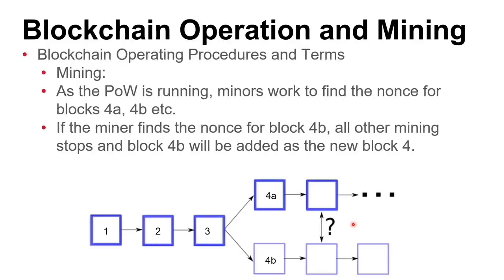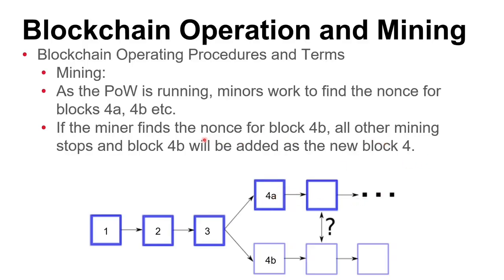So we can see here is our temporary fork. As the proof of work is running, miners work to find the nonce for the blocks. We can see here are our 3 permanent blocks in the blockchain, and we know there's going to be a block 4. So every node gets 4A, 4B, and so on.